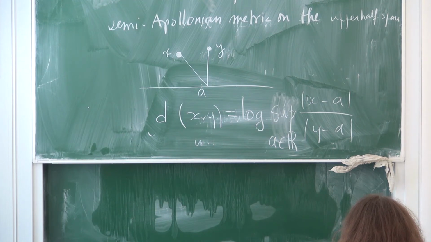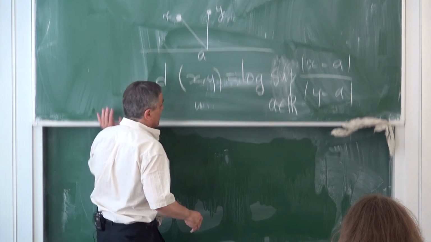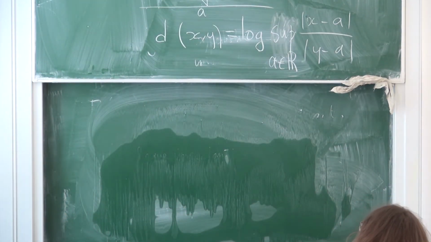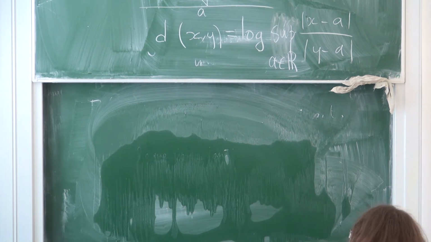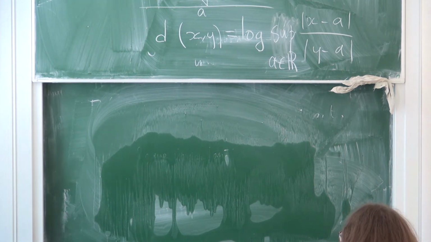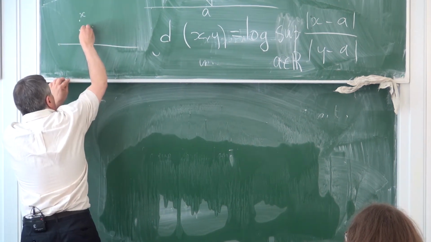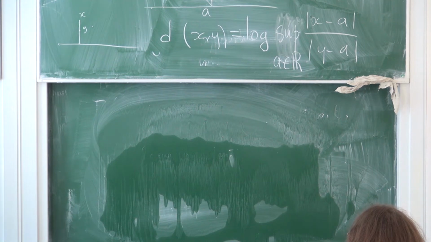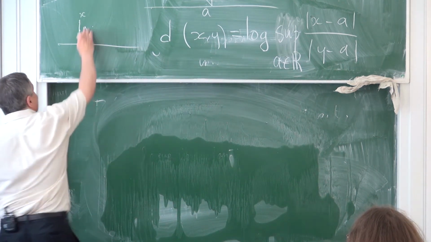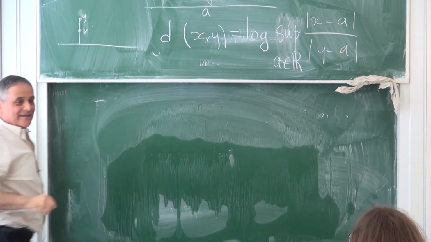Okay, so this is a formula. This is a very easy formula, in fact. It gives you a non-symmetric metric on the upper half plane. It's easy to see that it's non-symmetric. It's also easy to see that the distance between x and y may be 0. This metric does not separate points, in fact. If you take x here and y here on the same line, then the distance between x and y is 0, or vice versa. Yes, vice versa. Thank you.